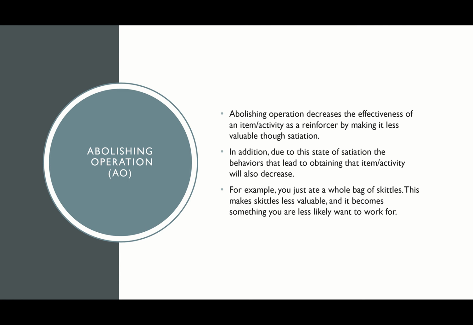Now, on the other hand, we have abolishing operation. Abolishing operation decreases the effectiveness of an item or activity as a reinforcer by making it less valuable through a state of satiation. In addition, due to this state of satiation, the behaviors that lead to obtaining that item or activity will also decrease.